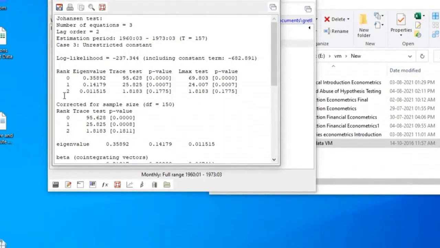The null hypothesis is that we have 2 co-integrating equations. See the p-value. P-value is greater than 5%. In this case also, p-value is greater than 5%. If we do not reject a particular row, then we stop there.